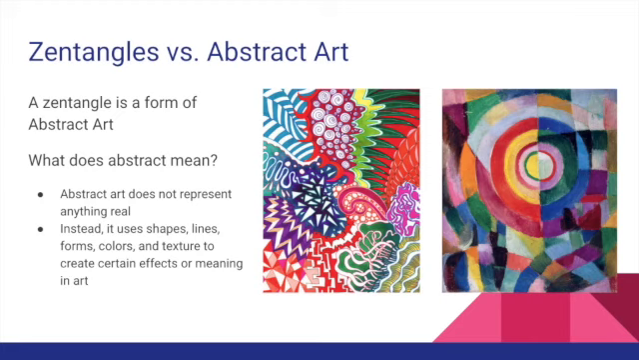Zentangles are similar to abstract art. Abstract art usually does not represent anything real. Instead it uses random shapes, lines, colors, and even textures to create different effects or different meanings in art. So unlike a clay sculpture, like the clay food sculpture that we made in quarter one, if you were in the quarter one class, this kind of sculpture is not intended to represent anything real. It's not going to be us creating a realistic form out of paper, but rather an abstract kind of design.